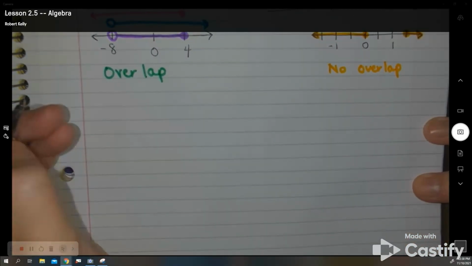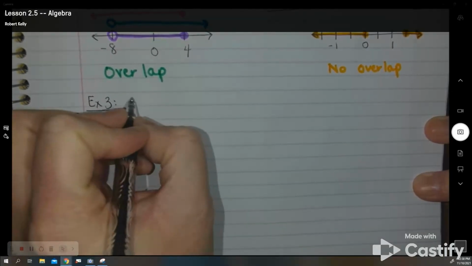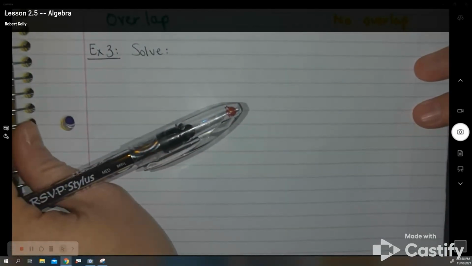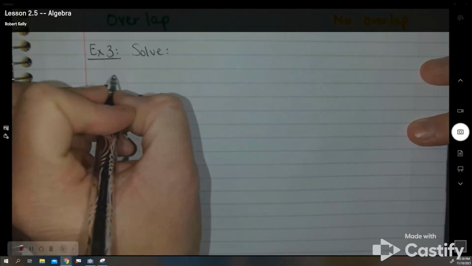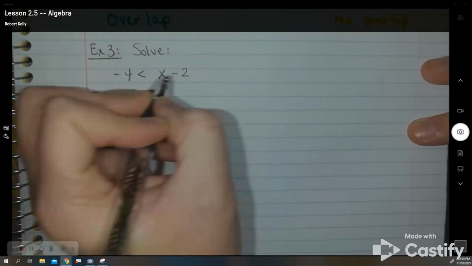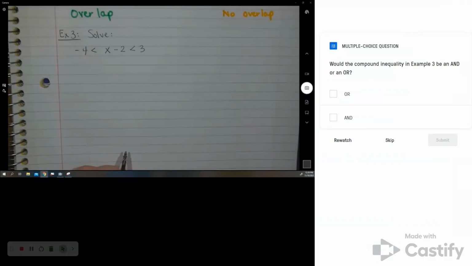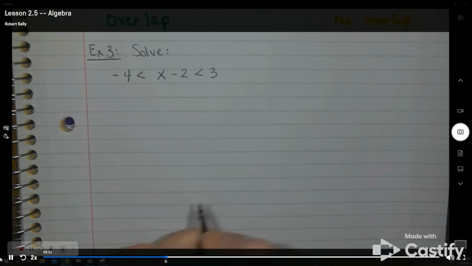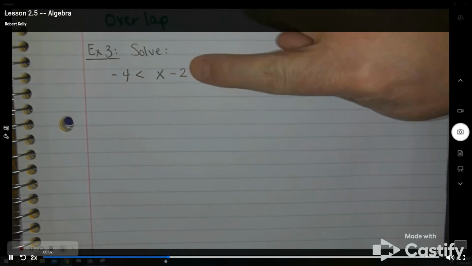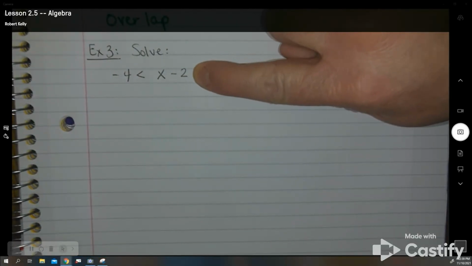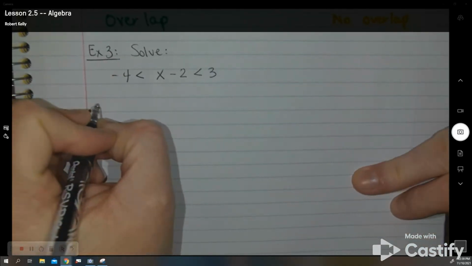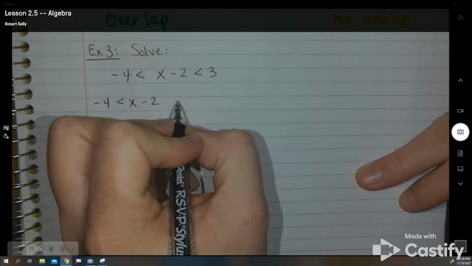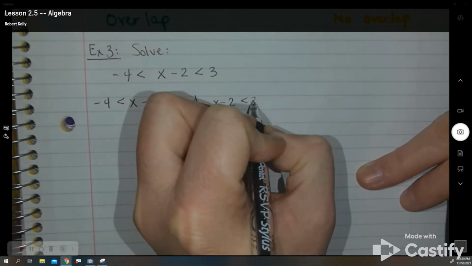All right, now, when we're talking about solving compound inequalities, for this one, we're going to solve our compound inequality as -4 is less than x minus 2, which is less than 3. So this inequality is really made up of two separate pieces, right? I have everything to the left of my second inequality symbol, and everything to the right of my first inequality symbol. So I'm going to split it into two pieces. So I have -4 is less than x minus 2, and x minus 2 is less than 3.